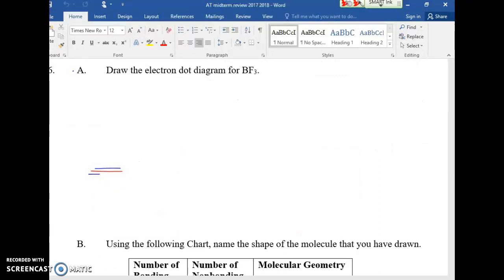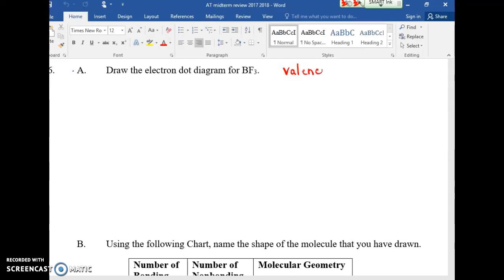Number 6, draw the electron dot diagram for BF3. One thing I want to tell you not to do, sometimes it's tempting to draw valence electrons and then connect the dots. That works if we're operating by the rule of 8. However, sometimes the central atom has what is called a reduced octet or an expanded octet, meaning fewer than 8, greater than 8. So the best approach here is always to use the following approach.